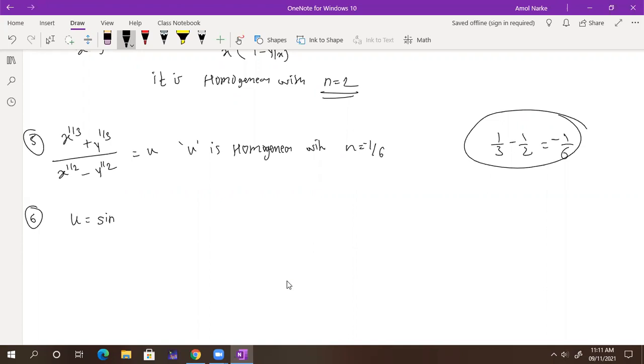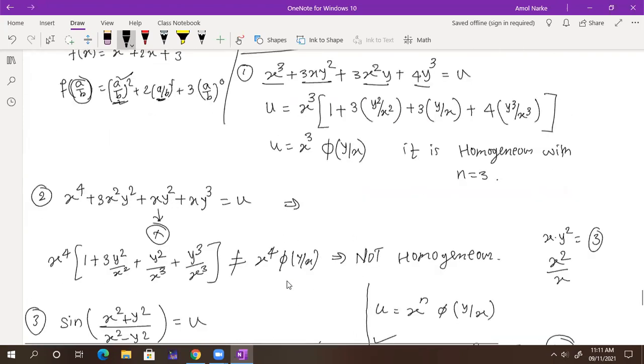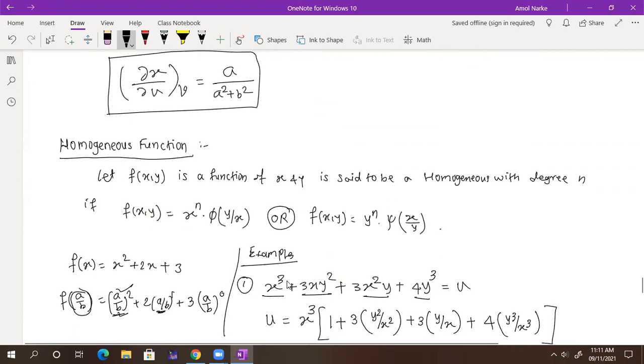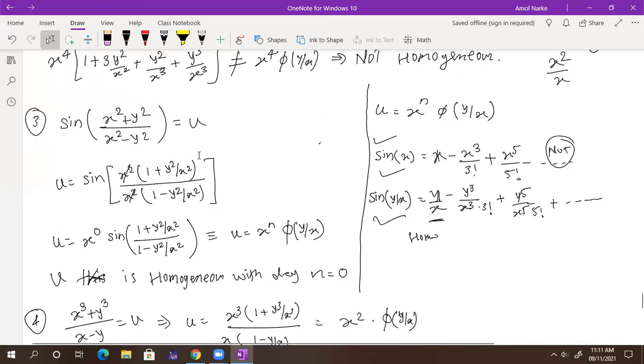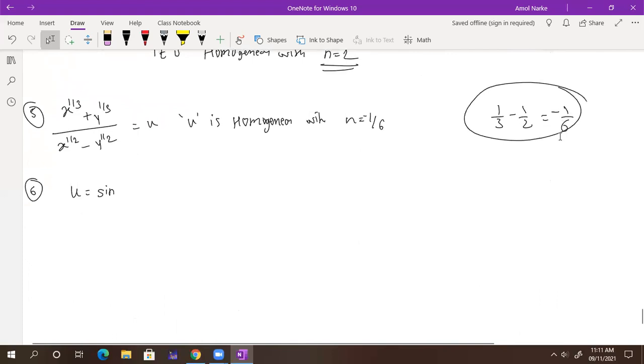Because what is our definition here? Is there any condition on that n? No. With degree n, n may be anything. n may be root 2. You can take x raised to the power root 2 as common, and then write down the problem. But you should write the function in one form. So sometimes I will get an integer, sometimes a rational number, and maybe sometimes an irrational number.